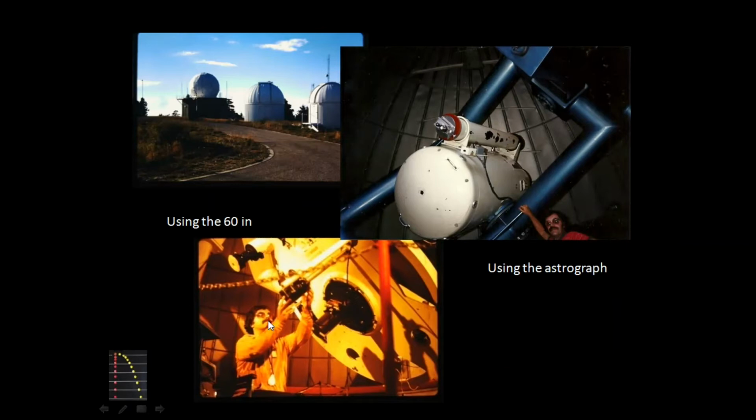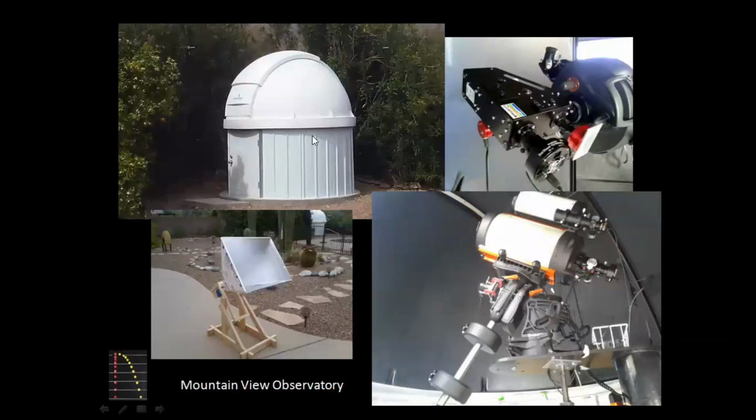So what do I do now? Well, I have my own private observatory. I'm still active in astronomy. I collect data, and I do spectroscopy, high resolution and low resolution. This is my observatory, my instrument that I use, one of the spectroscopes. And this is what I'm going to talk about tonight.